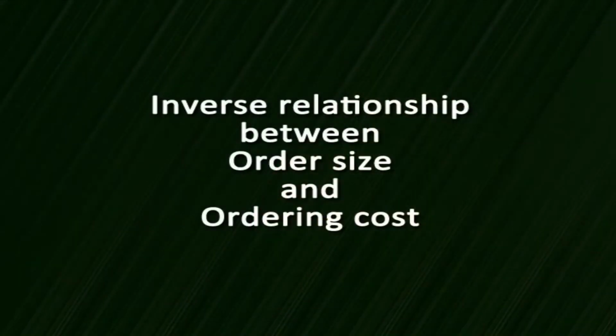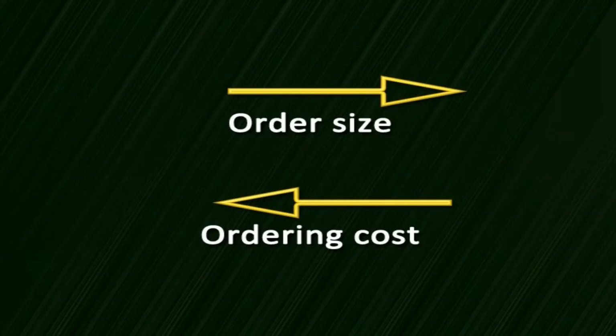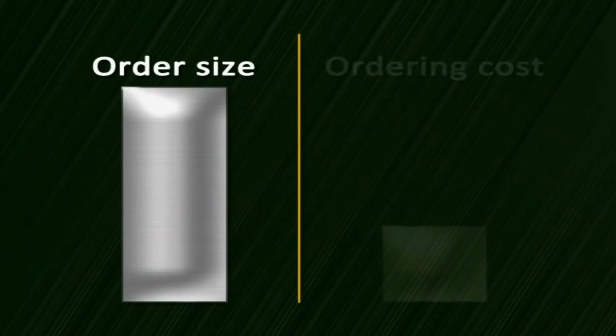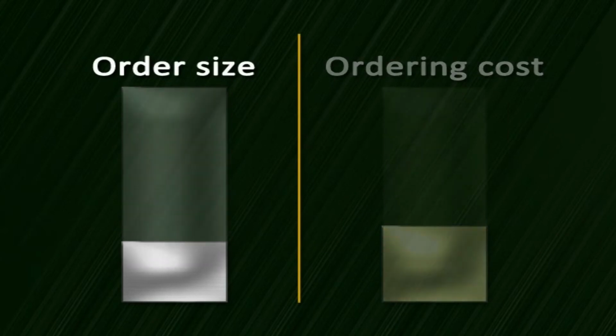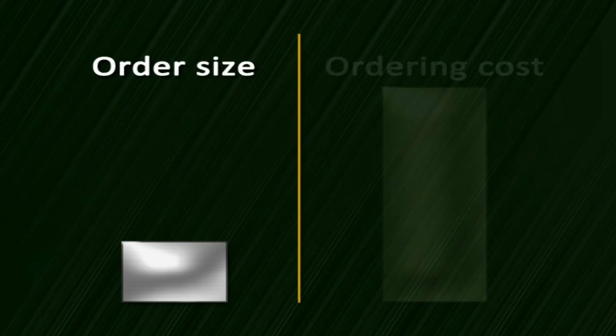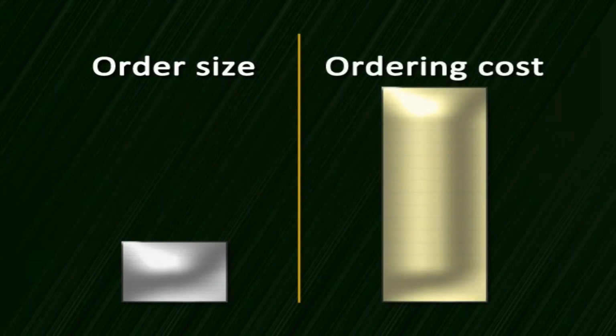Now students, let us learn that there is an inverse relationship between order size and ordering cost. What does that mean? It means that both are running in opposite directions. The larger the order size, smaller will be the ordering cost. The smaller the order size, the larger will be the ordering cost.